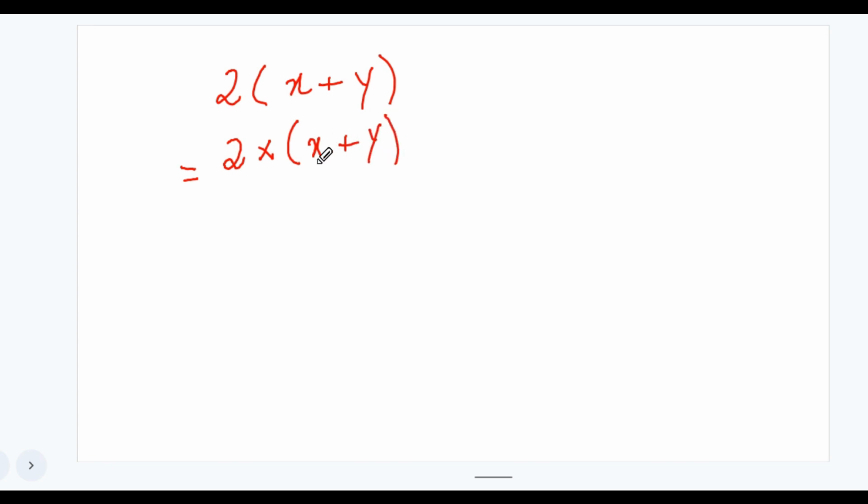Okay, so 2 times x and then the next one is plus y, 2 times y. Okay, 2 times x means 2x and 2 times y means 2y. So this is your answer.